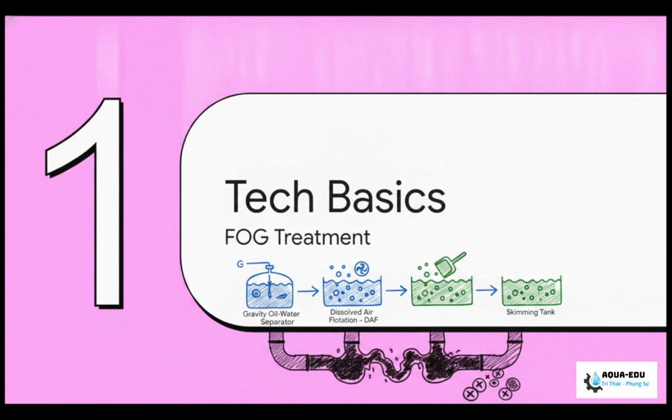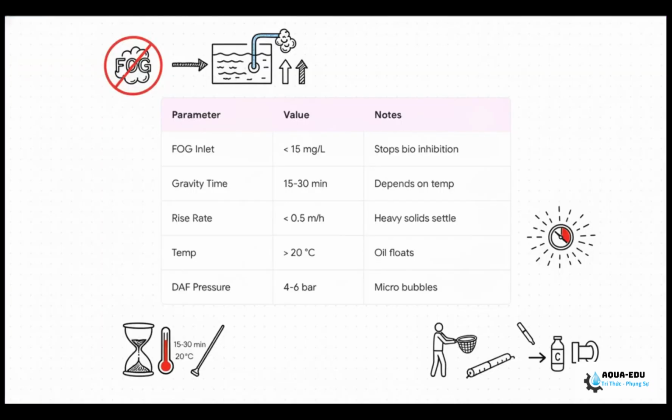Fog Treatment Technology Basics. You know as well as I do that treating fog is our very first line of defense. We've got to catch it at the primary stage before it wreaks havoc downstream. If it slips past us, it clogs pipes, coats basins, blocks oxygen, and literally suffocates the bugs in our aeration tanks. To fight back, we rely on gravity oil-water separators, DAF systems, and skimming tanks.